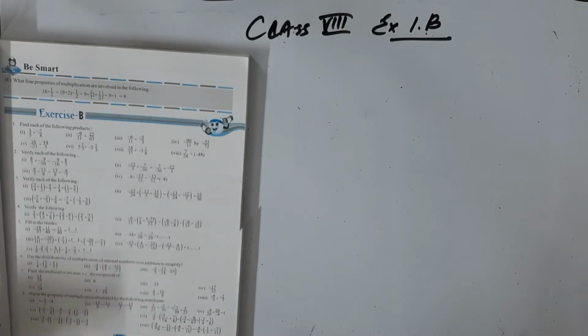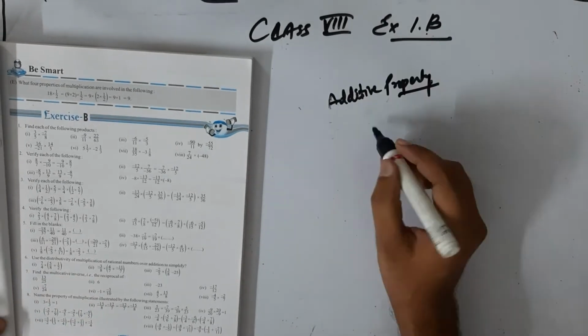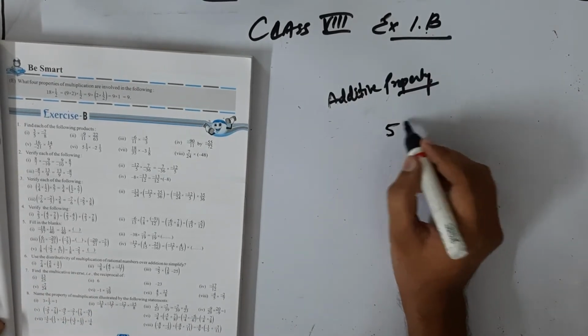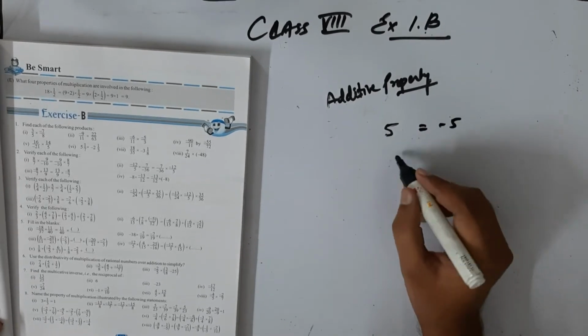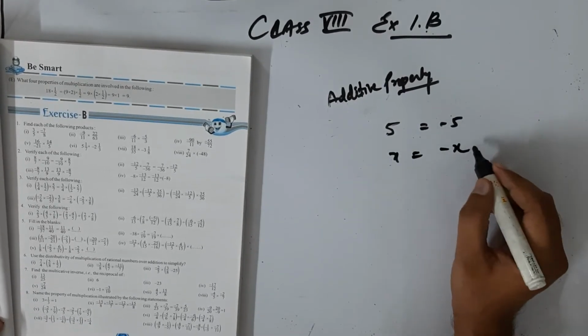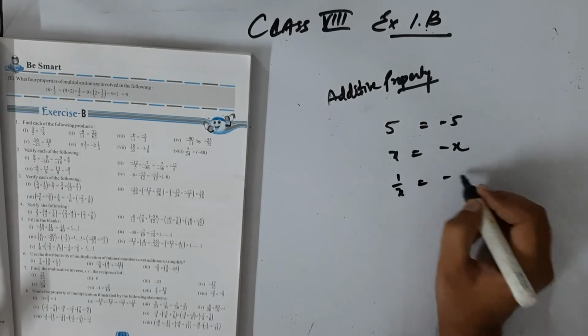I hope it is clear. Lastly, I told you about the additive property. In the additive property, suppose it is minus 5, then it becomes 5. If it is x, then it becomes minus x. Very easy. 1 upon x becomes minus 1 upon x.